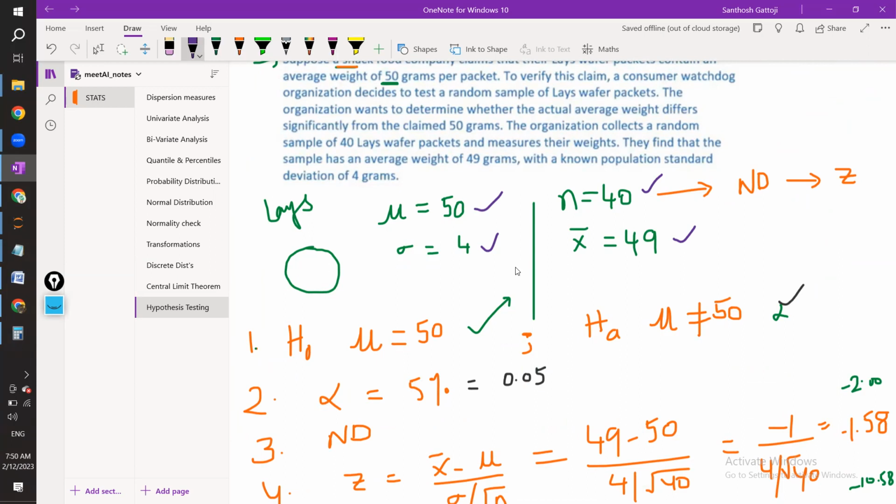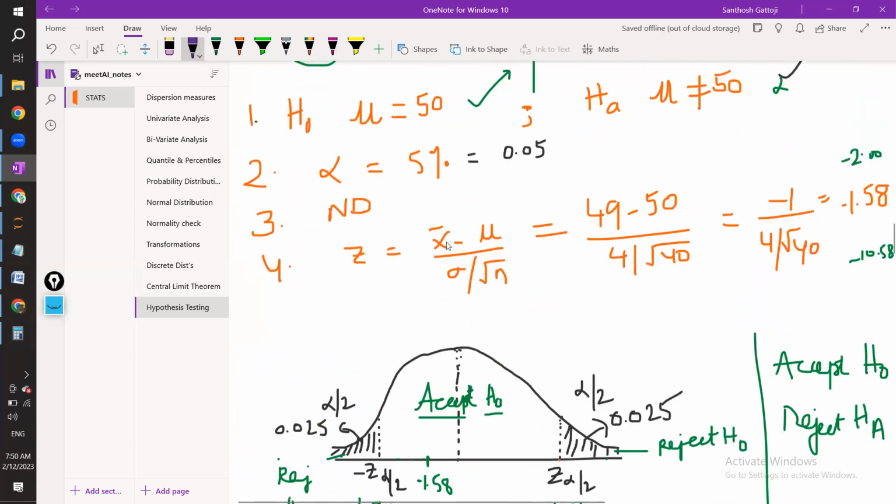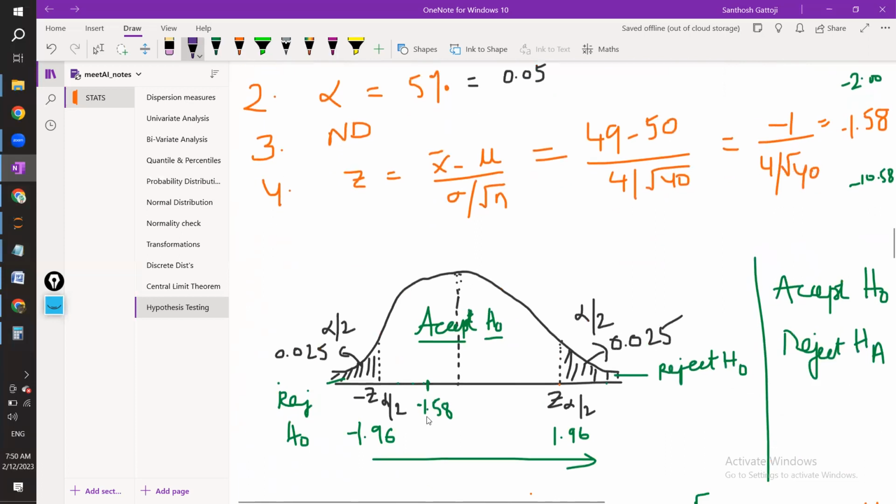Fine. So in the rejection region also we have done the same thing, but here the alpha we have divided into two, one side 0.25, 0.25, and then we have calculated this area. And then we said this minus 1.58 is falling over here. So that's why we did not reject it, we have accepted it. Agree?